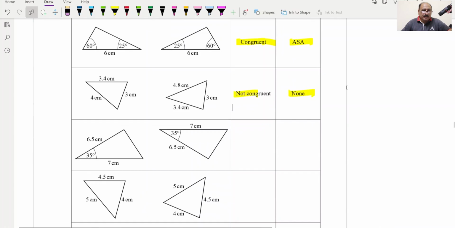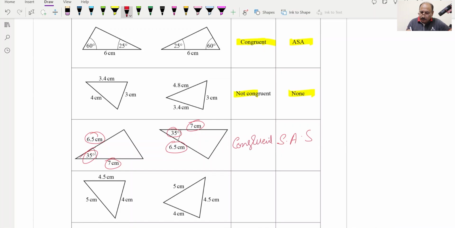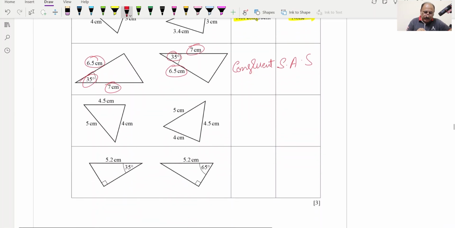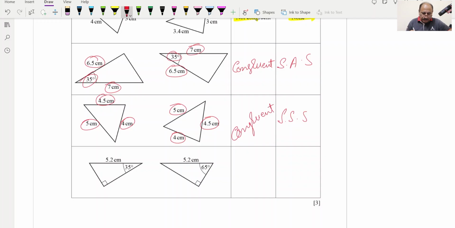And similarly, if we check this one, this is 6.5 and 7 and 7, this is 35 and 35. So 2 sides and angle are congruent, so we will write here side angle side theorem, and it will be congruent. And for the next row, this side is 4.5 4.5, this side is 5 5 4 4, so all 3 sides are equal, so SSS theorem, so it will be also congruent.